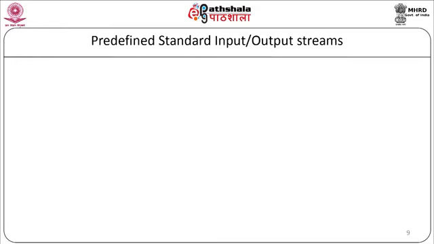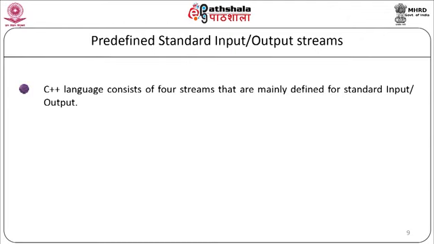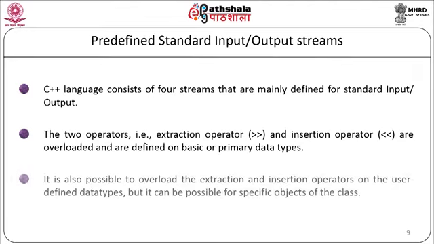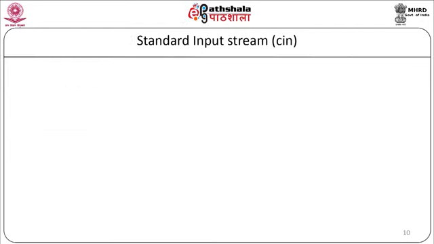Now let's see the predefined standard input and output streams. The C++ language has 4 streams that are mainly defined for standard input and output. The two operators, the extraction operator and the insertion operator, are overloaded and defined on basic or primary data types. It is also possible to overload the extraction and insertion operators on user defined data types, but it is possible only for specific objects of the class. Standard input stream, that is cin.